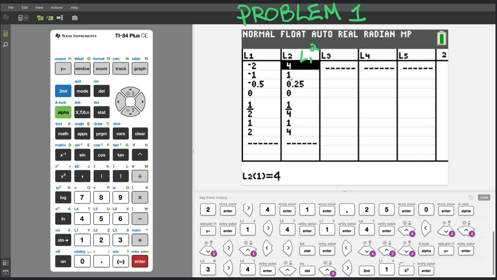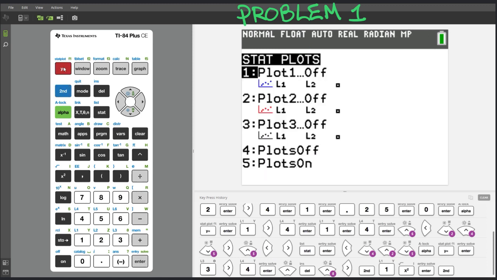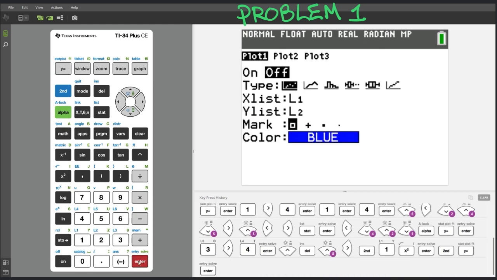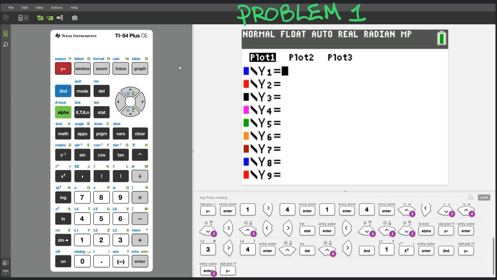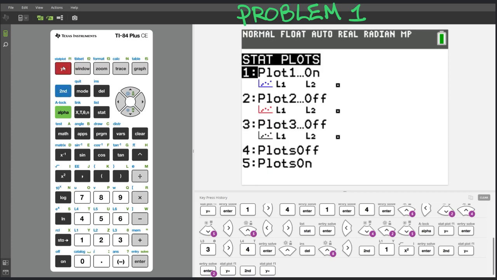Okay, now I'm in the middle of this paragraph where it says, now that the data is entered, press second y equals for stat plot. So second y equals, and we want to turn the plot 1 on. So we press enter on that and we turn it on. Now remember these 3 plots here. If we go to y equals, we'll see those 3 plots as well. So that's another way we could turn it on if we were in y equals.